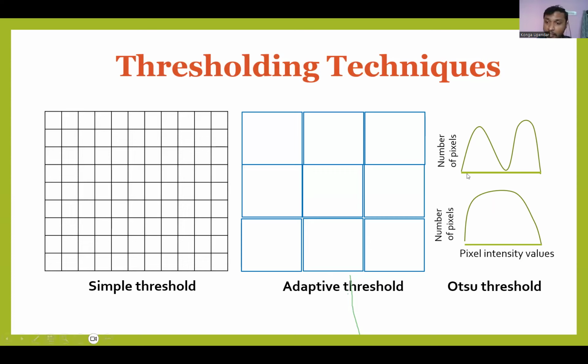Maybe here you see that you have only one peak, and another peak is there. Then which threshold will be selected, either this one or this one? So there is a conflict. That is why it has some problem.